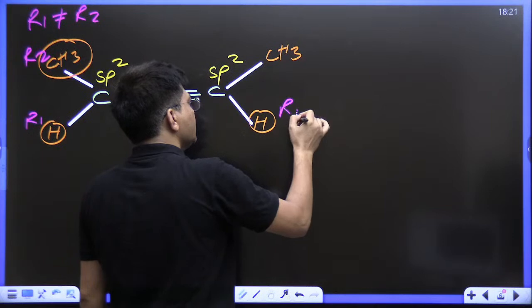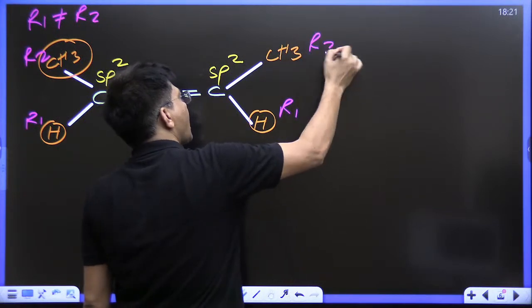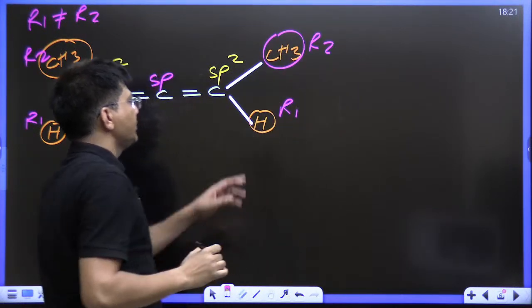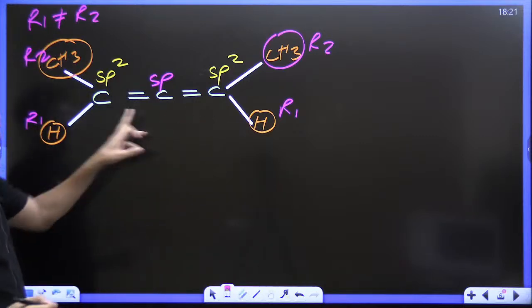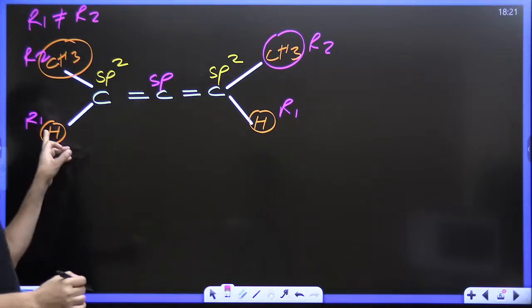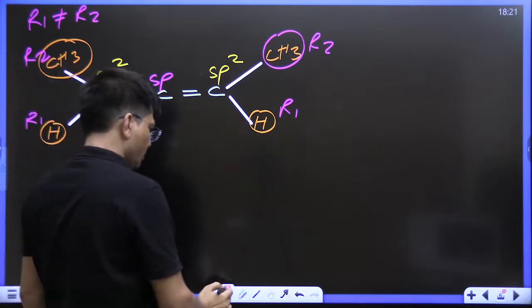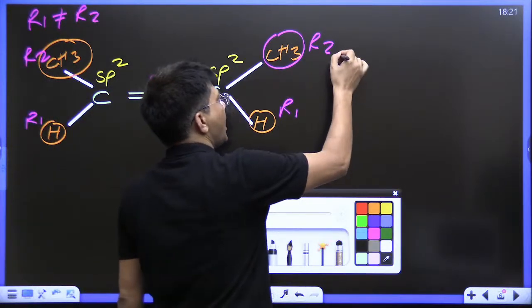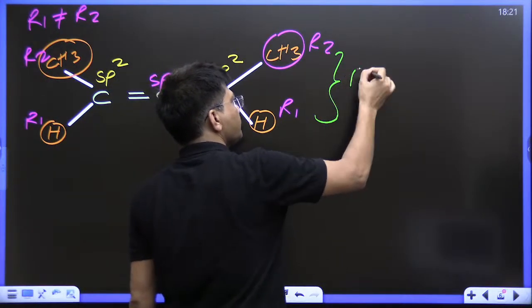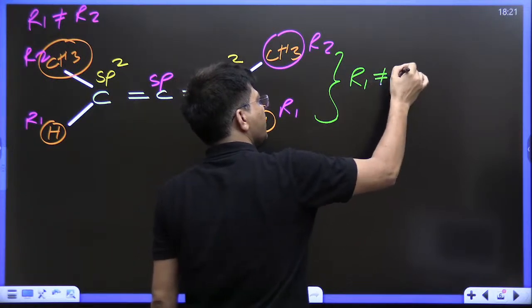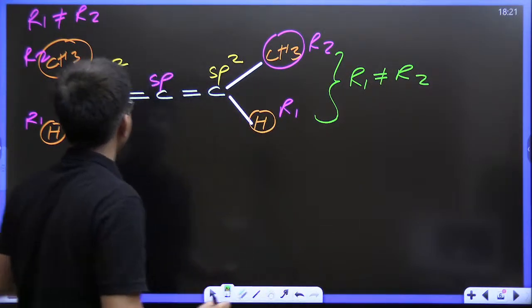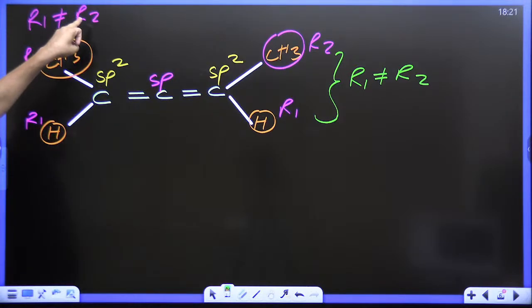This R1 should not be same as R2, and it's not compulsory that this should be same or different. They can be same or they can be different, but these two must be different. This R1 should be different from R2. One thing is that R1 should not be equal to R2.